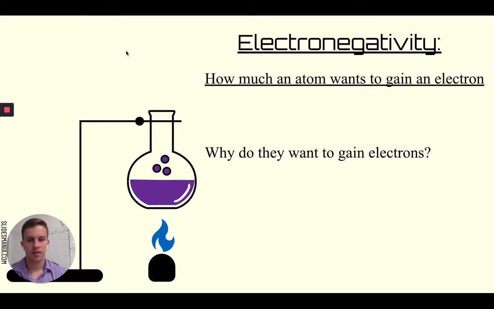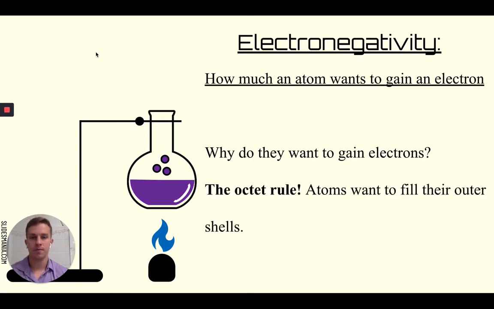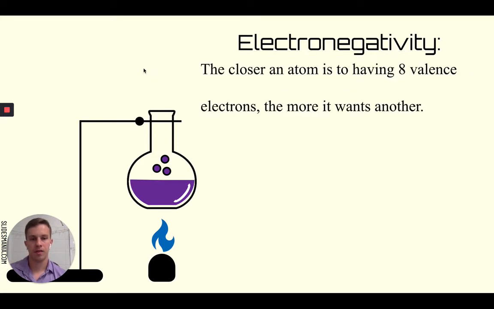Okay? In order to understand this, we can answer this question. Why would an atom want to gain electrons? Well, we can go back to what we talked about earlier, which is the octet rule. Atoms want to fill their outer shell. So it makes sense that an atom would want to gain more electrons in order to get closer to filling their outer shell. Electronegativity can also be understood as the closer an atom is to having 8 valence electrons, or that full outer shell, the more it wants another.